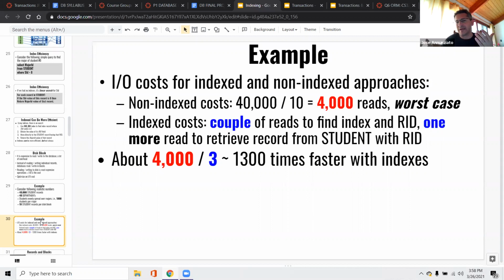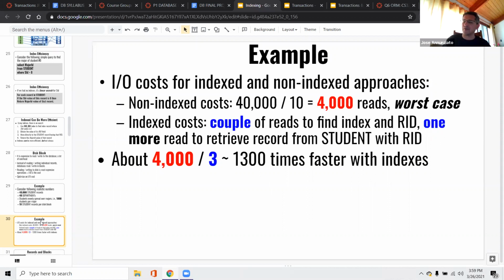And it might take us a couple of reads, a couple of jumps, to read in the tree, and then the tree can tell us where the record is, and then we have to jump to the record. So say it takes us 3 reads to identify where the record is. That's compared to 4,000 reads, that's huge, right? That's 1,300 times faster. So definitely, when you're talking about individual records that you're retrieving, that's a huge performance boost.